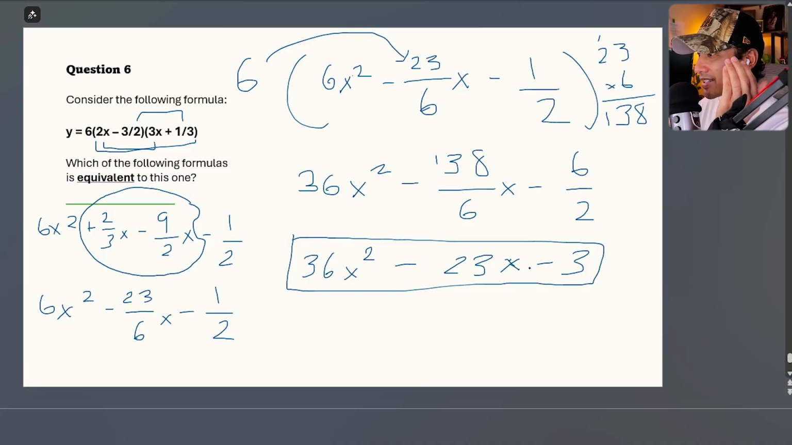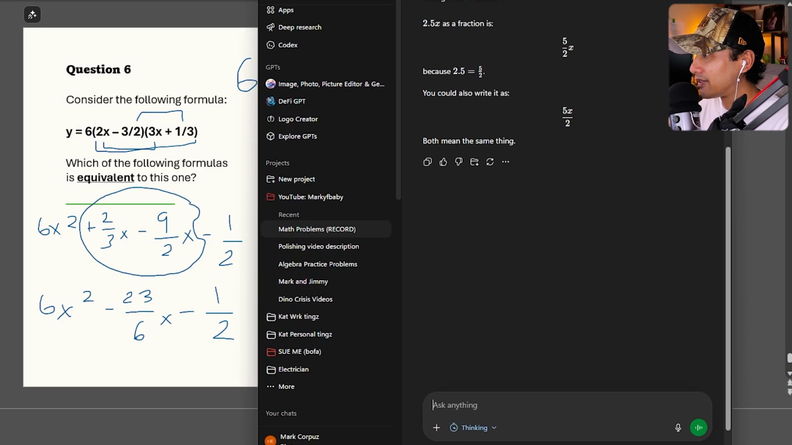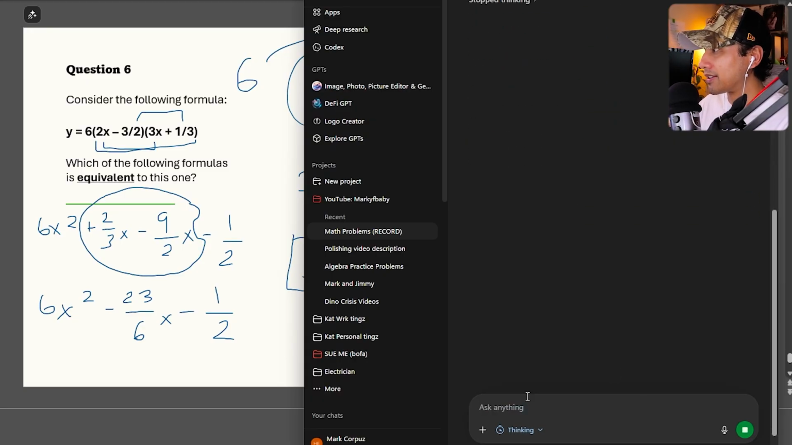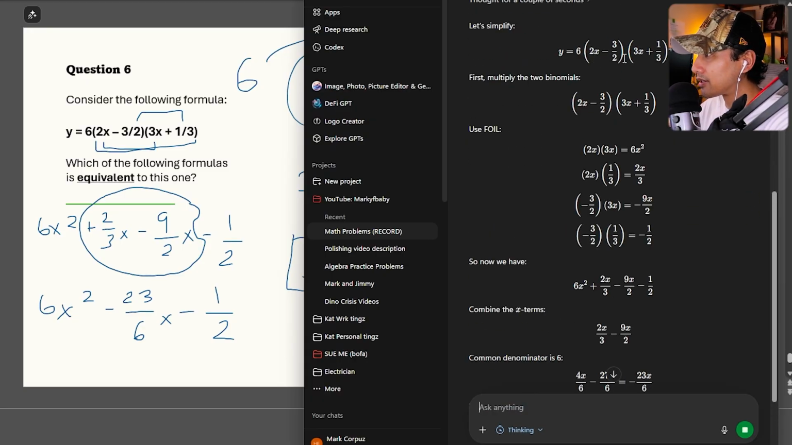So that's the answer. And just to check, I'm going to ask ChatGPT right now if that is the expression simplified. So let's go ahead and do that right now. Simplify this expression: y equals 6 times (2x minus 3 over 2) times (3x plus 1 over 3). All right, let's make sure that's the right equation.